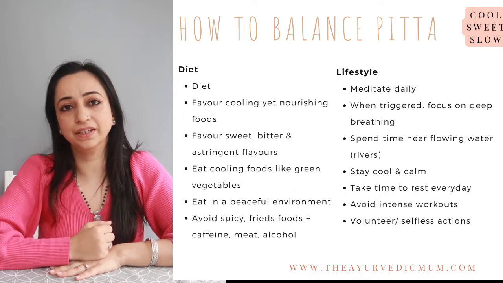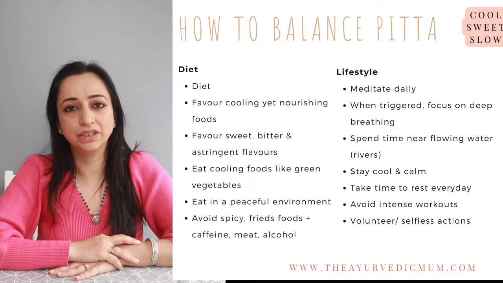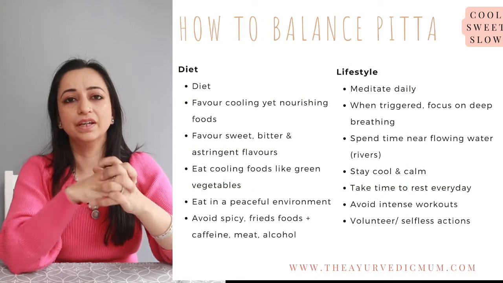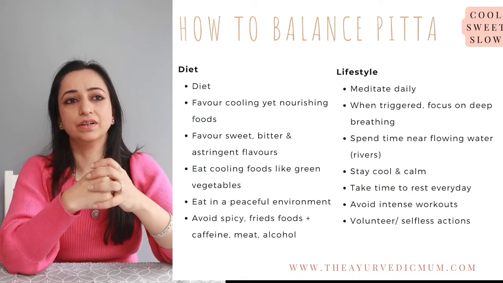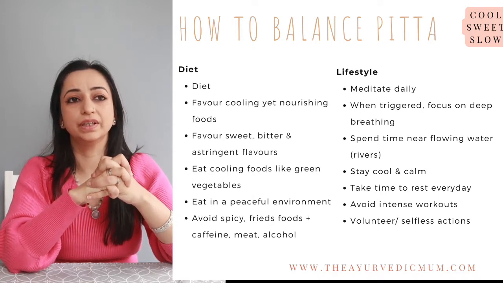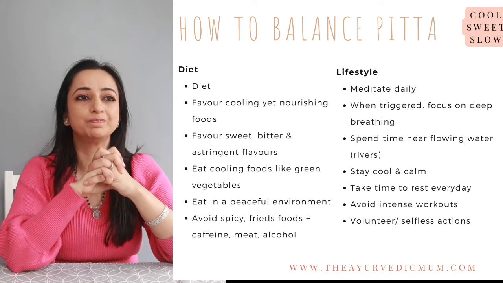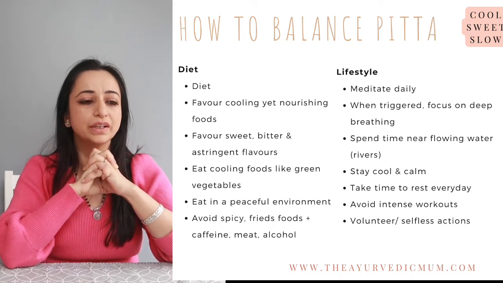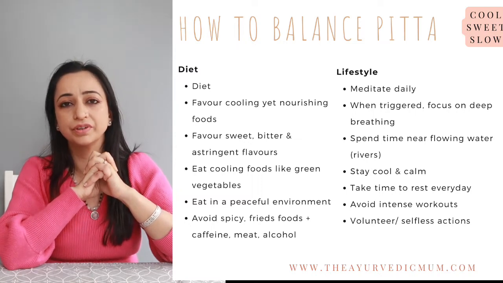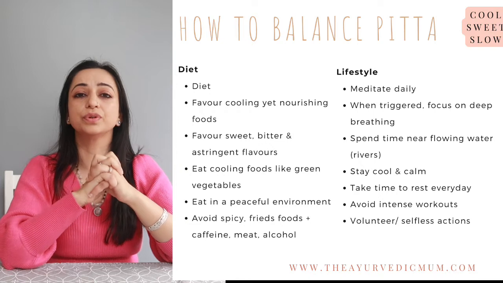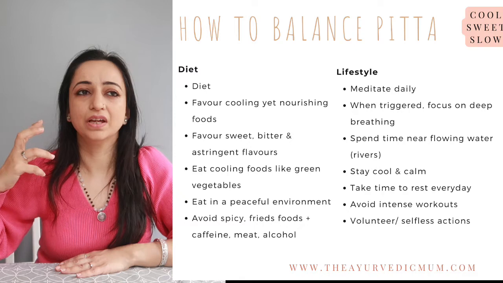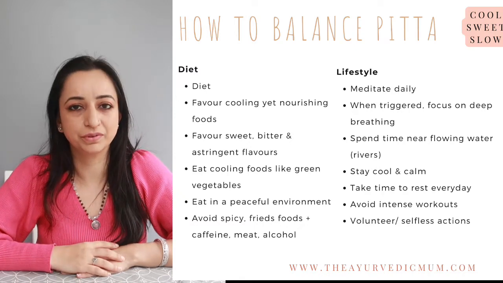So in terms of lifestyle, slowing down is going to be key, because the fire element goes along with vata. If you have an excess of fire, what happens is that you burn out very quickly. So you need to slow down again, and you can meditate, you can do some gentle regenerative yoga. You can also focus on when you can be easily triggered, you have a short temper, so you can focus on deep breathing each time you feel triggered.